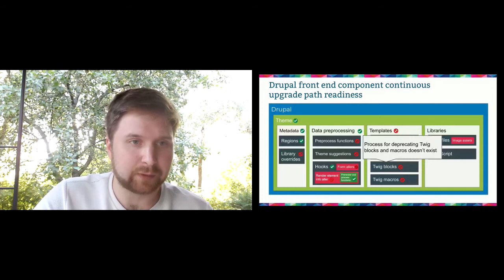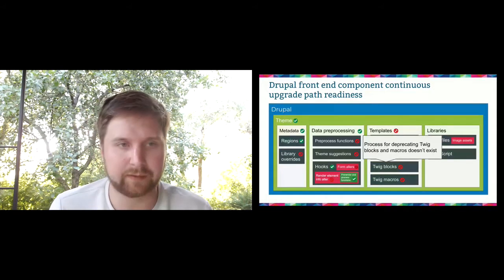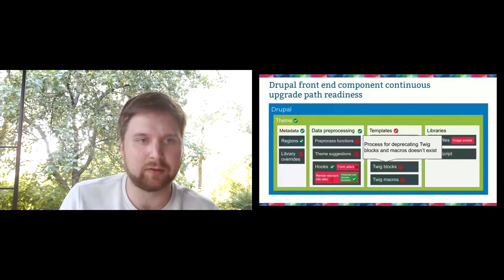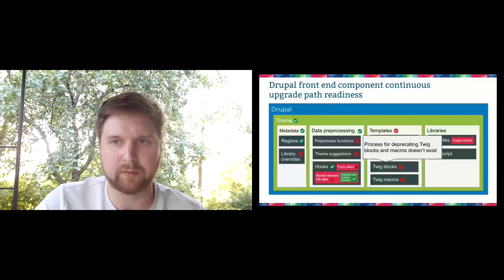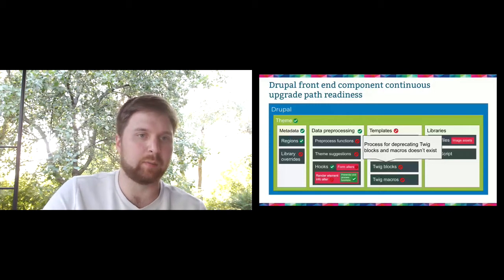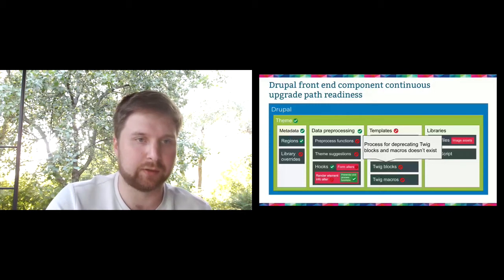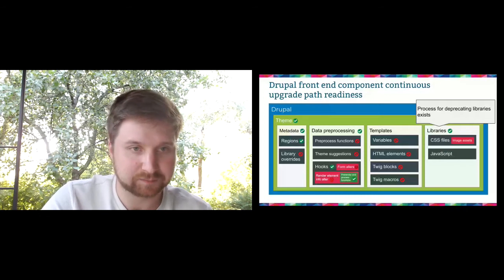Then we have Twig blocks and macros, which could be surprising for some people that we have here. And the reason for having them here is that if you use a Twig block or macro in your template, you are essentially providing API for other templates because they can load your template and use that block or macro in the other template. So especially in core, if there's a block and we want to remove that, we would have to deprecate the old block first. Also something that we haven't figured out a process for yet, something that is to be done.